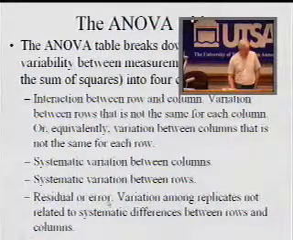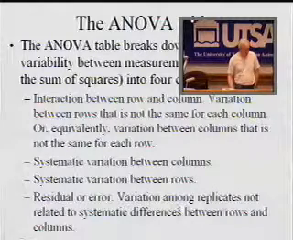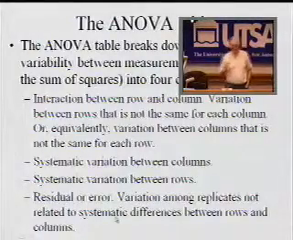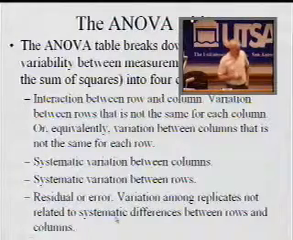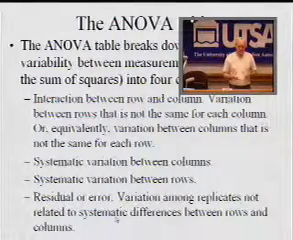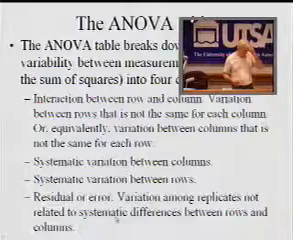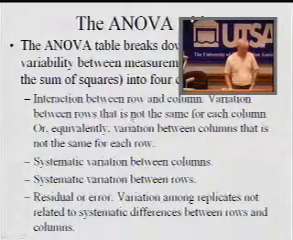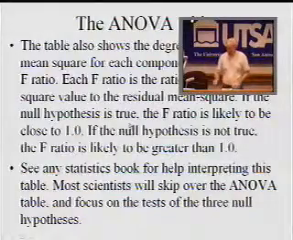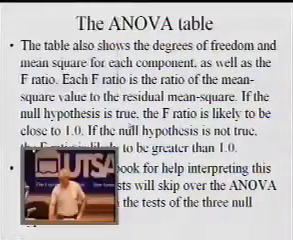And then there's the residual or the error. So it's the variation among replicates not related to systematic differences between the rows and the columns. So it's just an overall feel for how much variation there is in the entire data set. Is there a source of error in the entire data set that just can't be explained? Now that's not very mathematical, I know, but it's the best I can give you for understanding the residual.